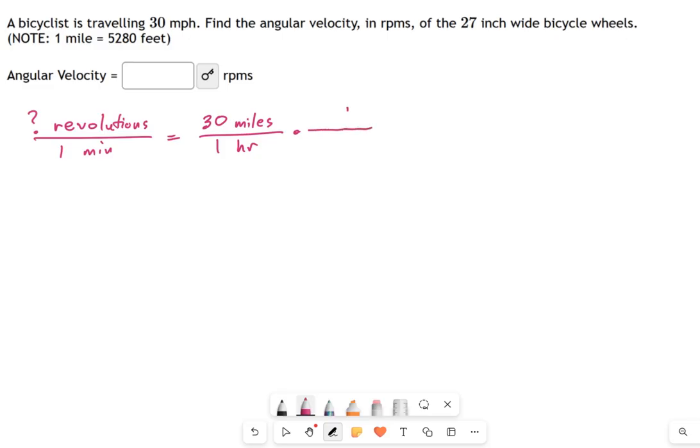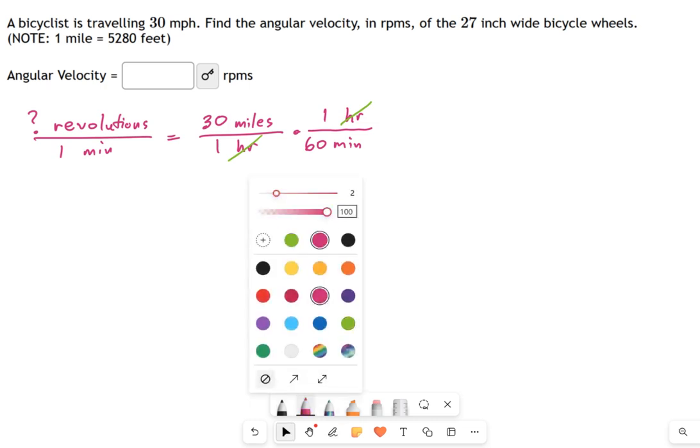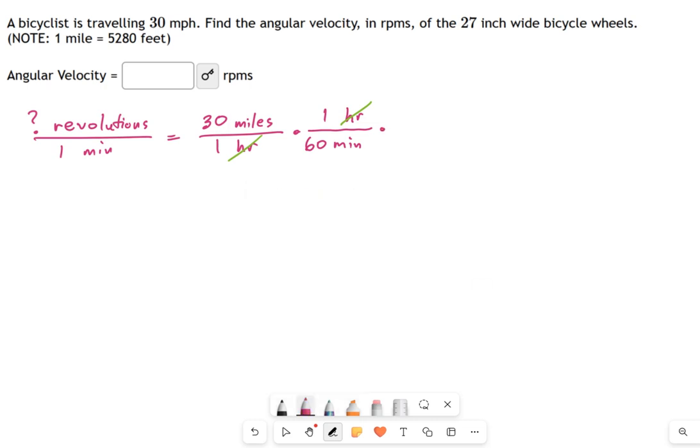So let's get rid of hours by putting that on the top of the fraction with what I want on the bottom, minutes. And there's 1 hour, and that goes with 60 minutes. So I know that the hours are going to now cancel out, like so. And I've got 30 miles in 60 minutes, right? Or half a mile per minute. Well, that's great. But I need revolutions per minute, not miles per minute. So there's more work ahead of us.